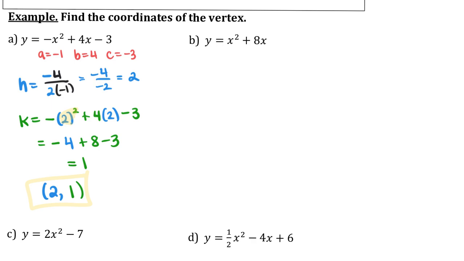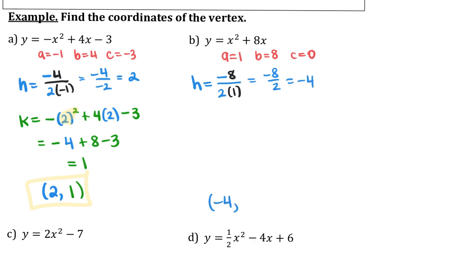Let's try the next one. a is 1 because it's 1x squared. b is 8 for 8x. c is the number at the end, but there's no number at the end, so c is 0. h equals negative b over 2 times a. -8 divided by 2 is -4. So the vertex is -4 comma something.